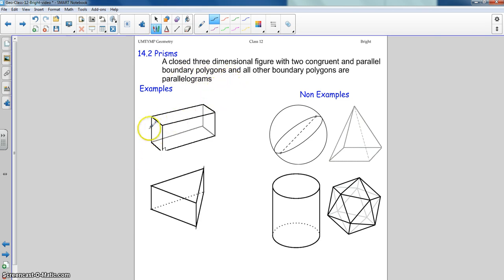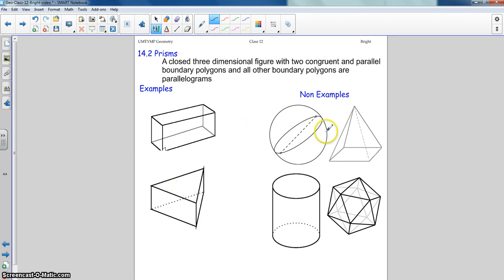So here in this example, these two are examples. The two congruent and parallel faces are rectangles, and then all the other sides happen to be rectangles as well. Not always the case. In the event that we do get rectangles for the other sides, this is actually called a right prism. And then similar thing here. The boundary polygons that are congruent and parallel are triangles.